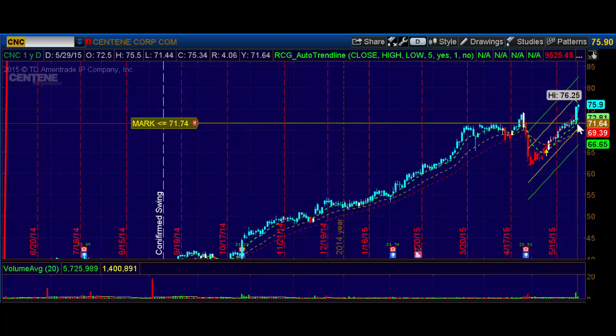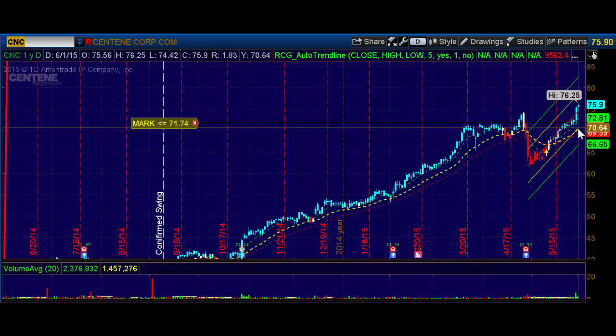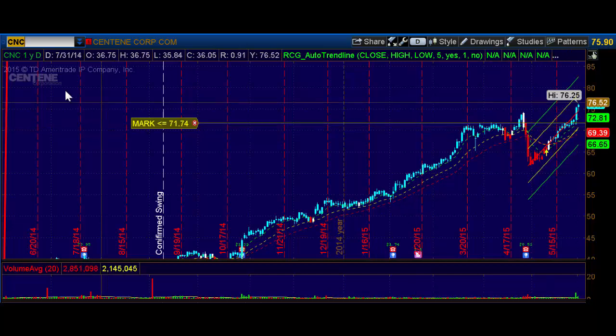That is just a tad bit below the 80 MA, and also right into, well, really what I'd like to see is a move back into 1 deviation off its mean and the 21 EMA back here at, we'll call it $71 in order to not be worried about splitting hairs. But that is a buy level for CNC.